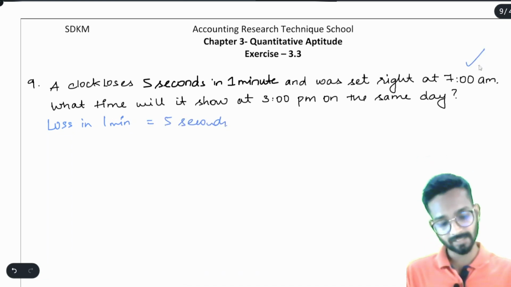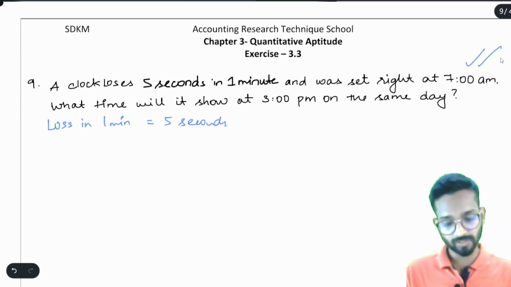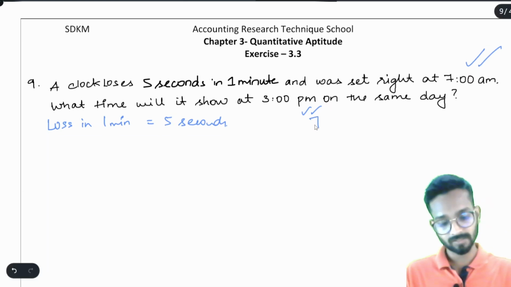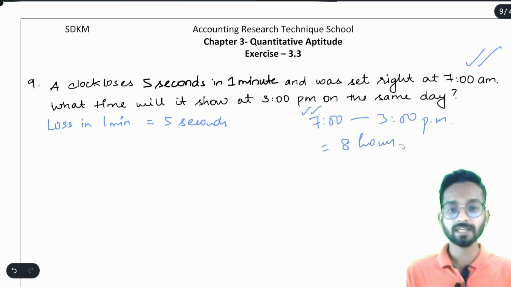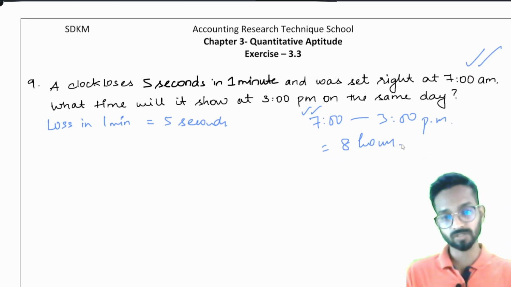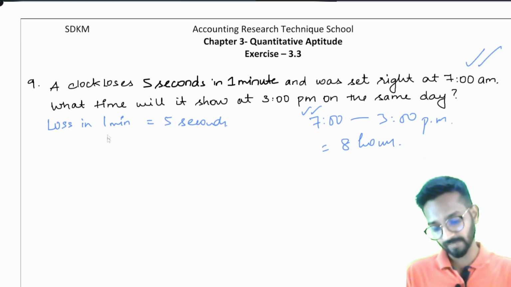Was set right at 7 am. What time will it show at 3 p.m. on the same day? 3 p.m. on the same day means how many hours? See, 7 to 3 p.m. means totally 8 hours are gone. So in 8 hours, how many seconds or how many minutes have we lost in our clock? In 1 minute is 5 seconds.